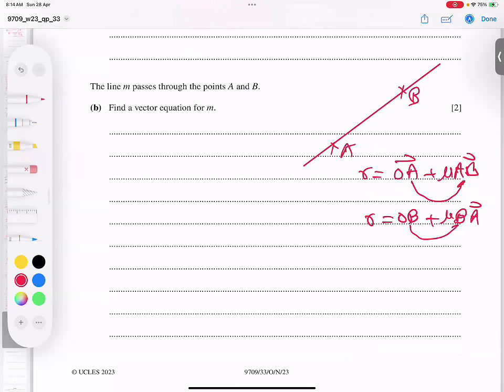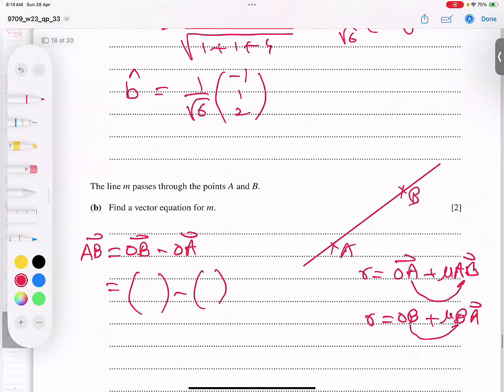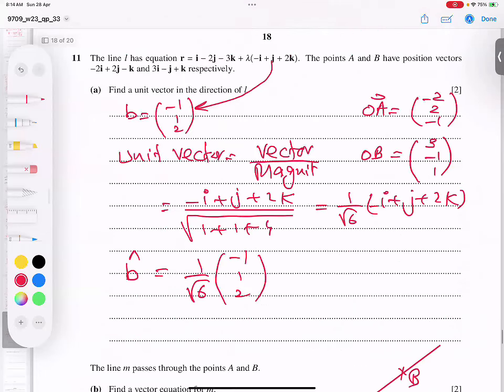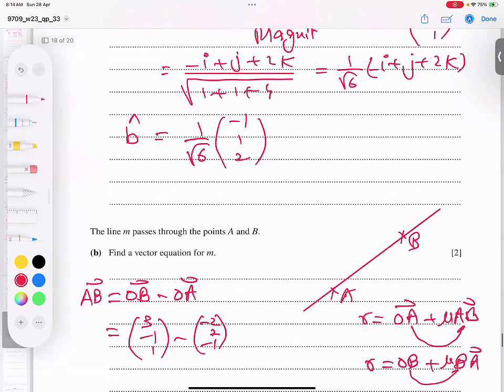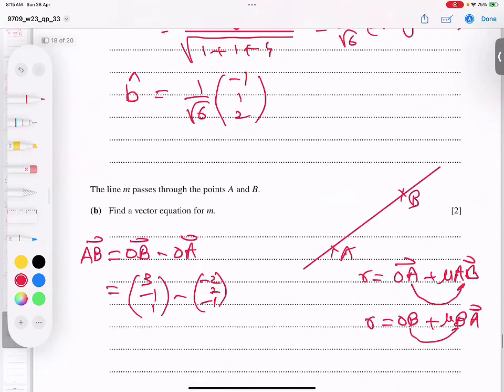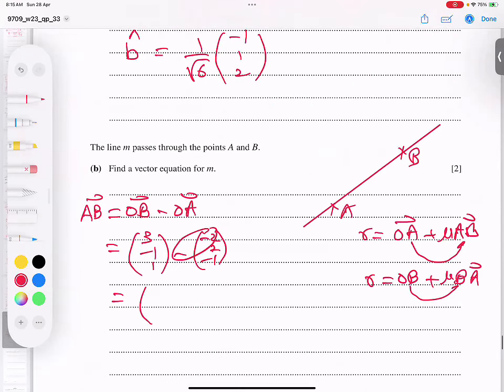Okay, I use the top one, R is, but first of all, I need AB. How to get AB, students, is very clear: OB minus OA. And OB is what? 3, -1, and 1. And this is -2, 2, and -1. Let me recheck. -2. Okay, right. And finally, this is minus plus. I got 5, and this one is coming with -3, and this is 2. So the AB direction is very clear.